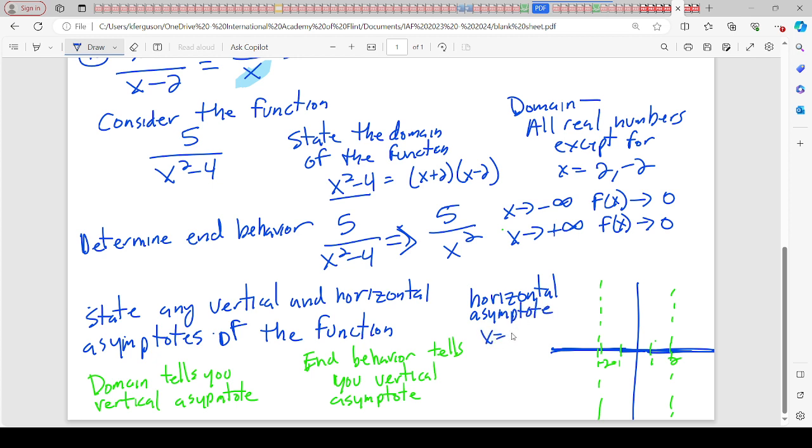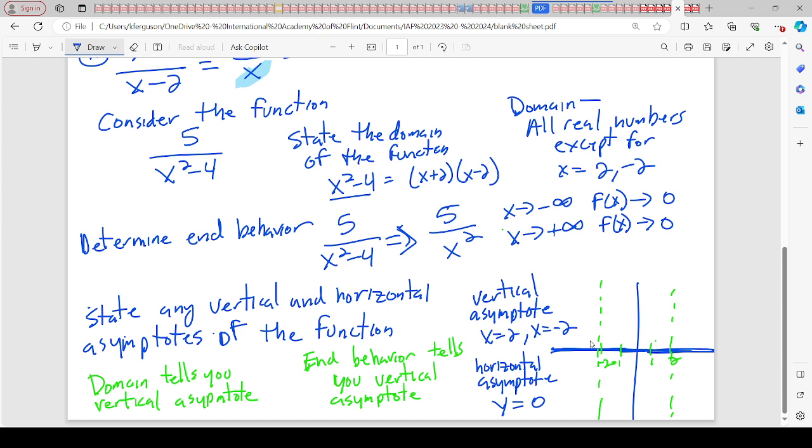I've got x equals 2 and x equals negative 2. So for my vertical, oops, I'm sorry, I screwed up. First one is vertical, second one is horizontal. Sorry. So I just said domain does vertical. So my vertical asymptote lines are x equals 2 and x equals negative 2. So my horizontal asymptote line is y equals 0.